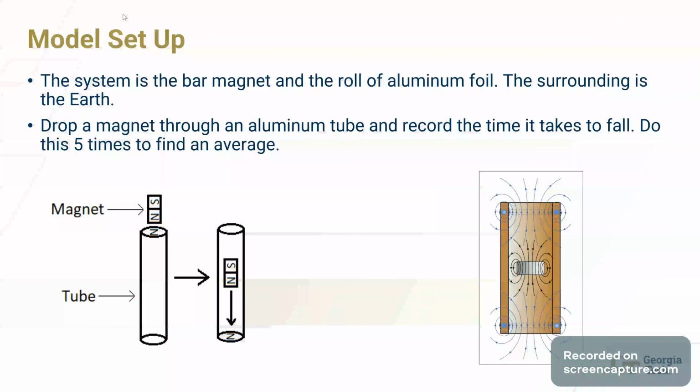So the experiment. The system is the bar magnet and the roll of aluminum. The surroundings is the Earth. We basically dropped a magnet through an aluminum tube and recorded the time it took to fall. We did this 5 times to find an average. Then we did this on GlowScript computationally.